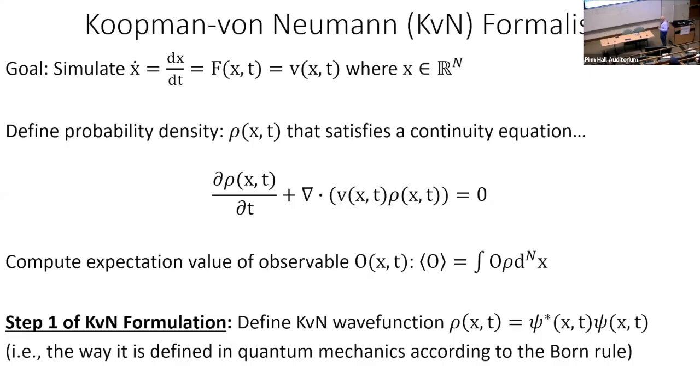Okay, now the first big step of Koopman-von Neumann, and we're going to go down the path of what you would do in developing a quantum theory. You define the probability density as psi star psi. Remember the Born rule? This defines probabilities in quantum mechanics, and that's what we're going to apply. So we're just going to take this and plug it in there. This is one of the prescriptions of quantum mechanics.